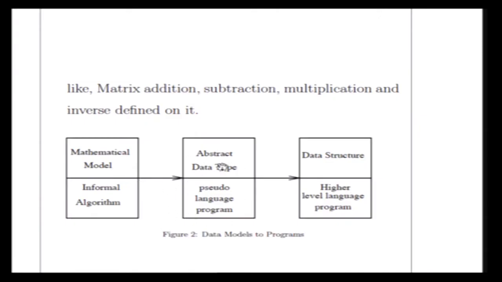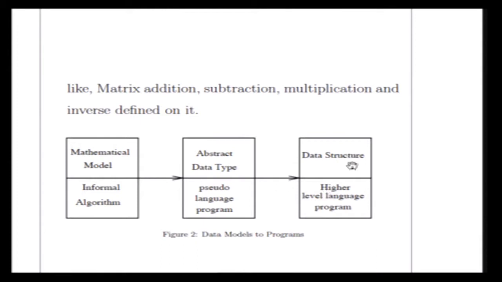Then a more computer science way of looking at it is an abstract data type and a pseudo language program. Now, finally, when it goes into the actual programming language, you have to use a concrete data structure to represent this mathematical model of a matrix, which is closer to the programming language than an abstract data type, and then the corresponding operations that are performed. You had an informal algorithm here, here you have a pseudo language program because it is not language specific. Finally, you have a corresponding concrete language over here.